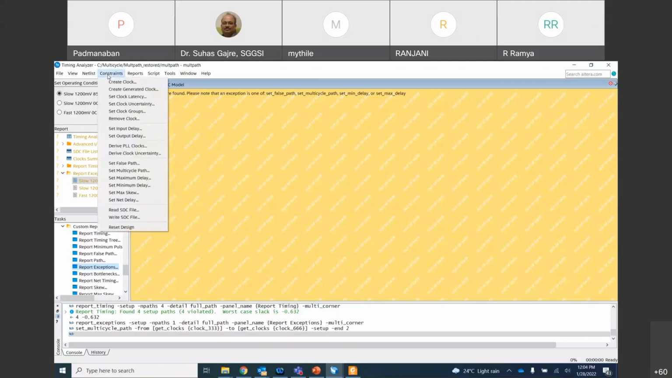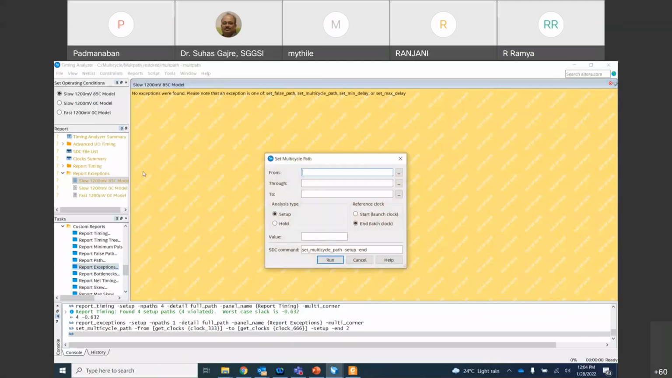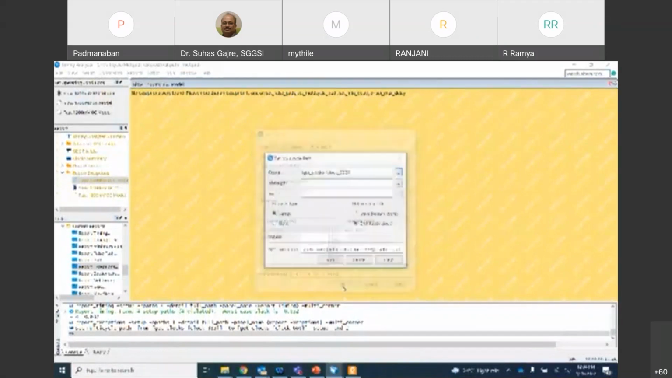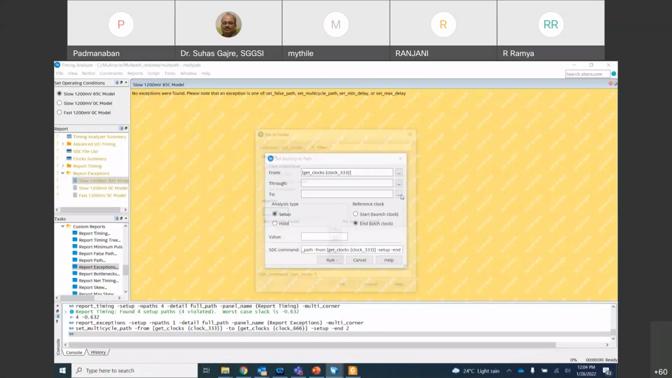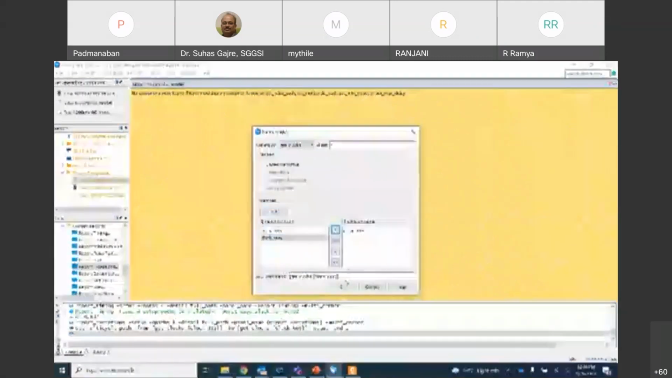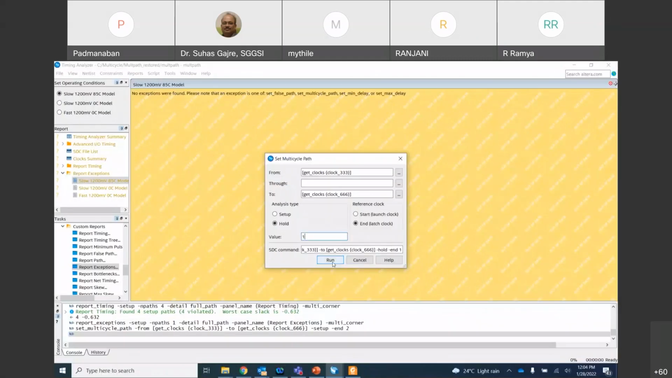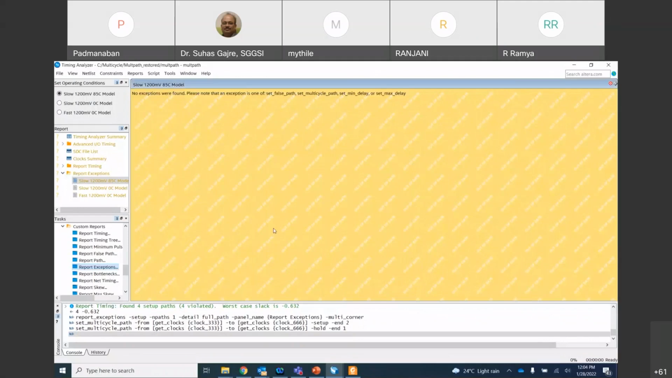So go to constraints, set multi-cycle path from, say, list 333. Okay. Then to get clocks list 666. Okay. Then you can click hold and say 1 clock. Now I have applied 2 commands: set multi-cycle path from get clocks, and set multi-cycle path with hold. Both are provided.